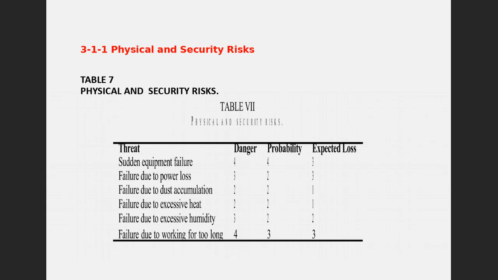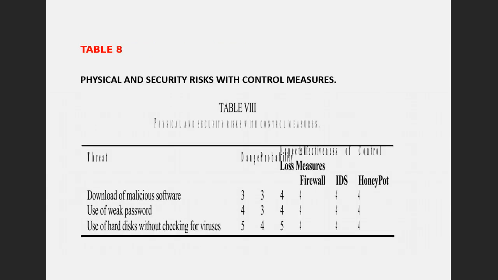And the second table will be for the second kind we're talking about. This is also about physical risk, because this is how we control and measure it. As we can see, we use a firewall and IDS. All these are just assessment for the risk.